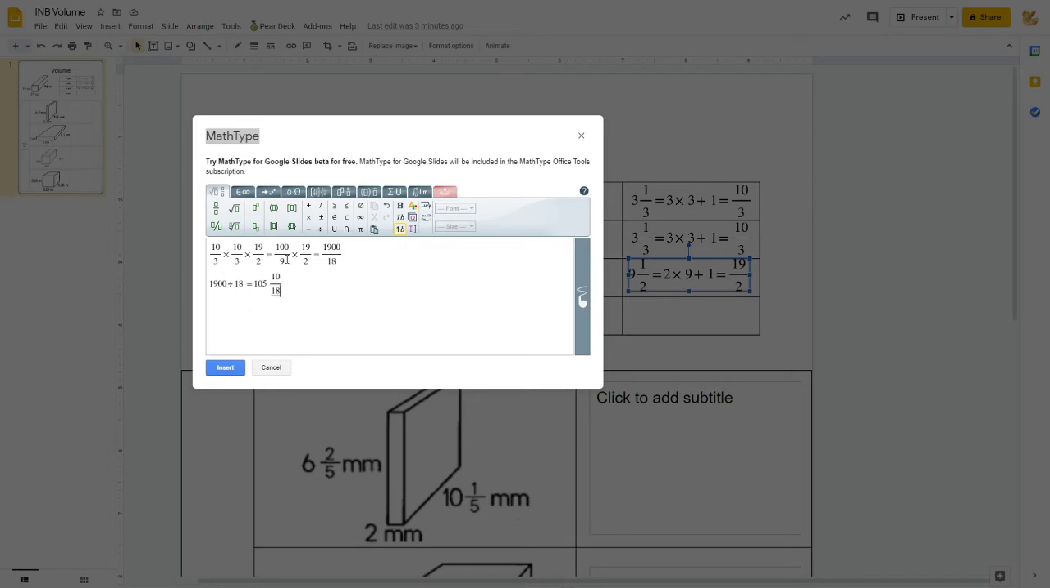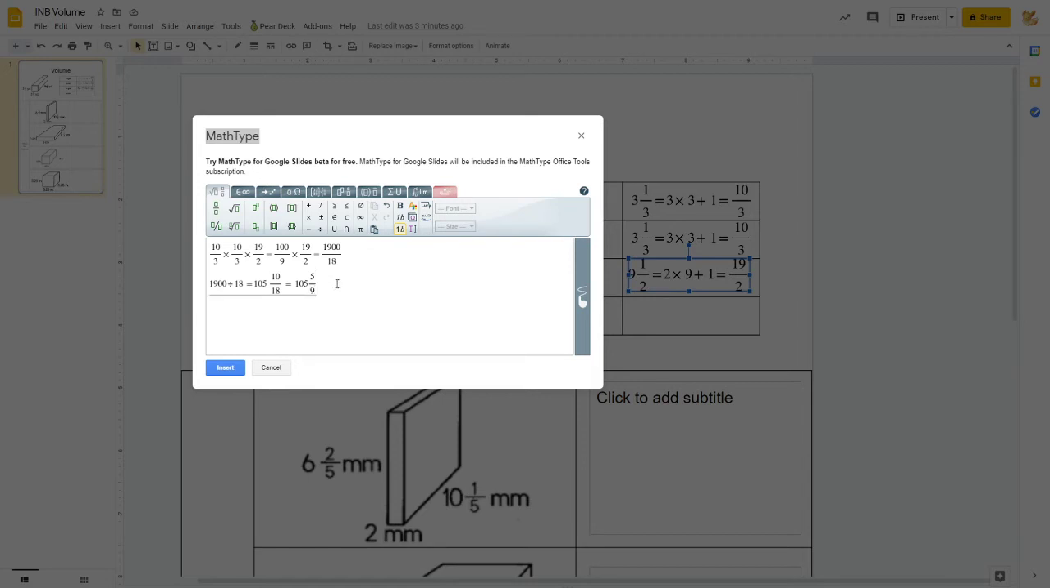I could reduce it more. In fact, I will reduce it more just to show you. 105 does not change. That is not what we're reducing. We're reducing the 10 and the 18. Since they're both even, that means 2 can go into both of them. 2 can go into 10 5 times, and 2 can go into 18 9 times.